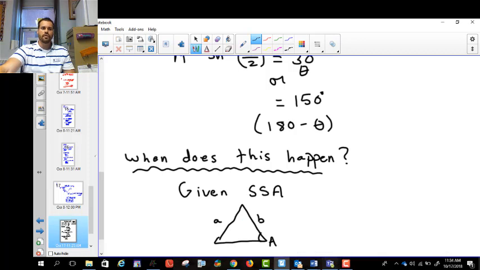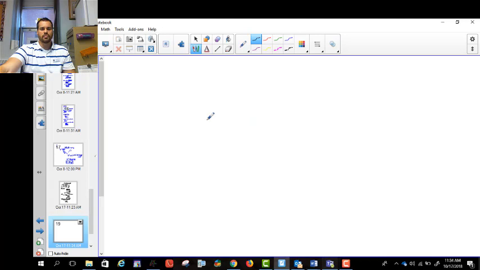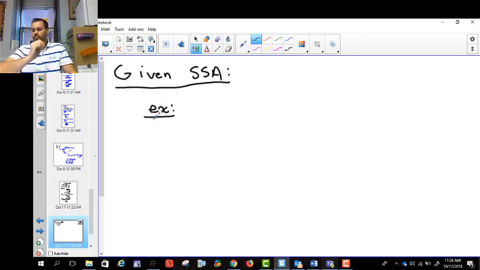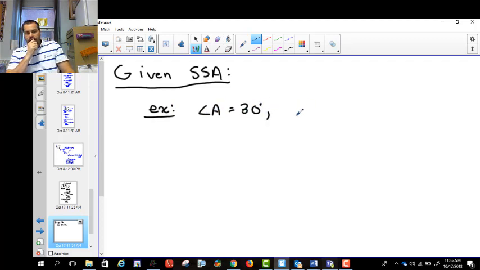How do we figure out when that happens, or how many possibilities there are, or what we're even talking about? So visually what's happening is, if you're given side-side-angle, and we'll just do an example. Let's say I give you angle A is 30 degrees. We'll say a is 4 meters, and then b is 12 meters. Okay?